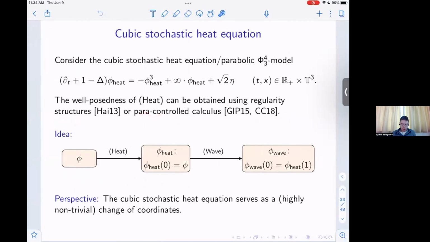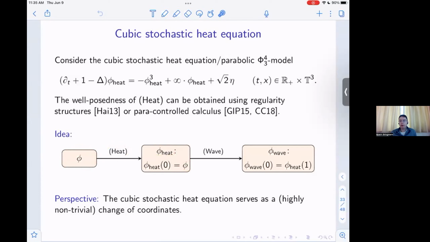So how is this useful for us? So how do we use this heat equation? Okay, so here's our idea. What we wanted to do was start with a sample, and eventually we want to solve the wave equation. But we'll first solve the heat equation. So we'll first solve heat, and we'll find a solution phi heat, which as the initial position has this type of sample, right?